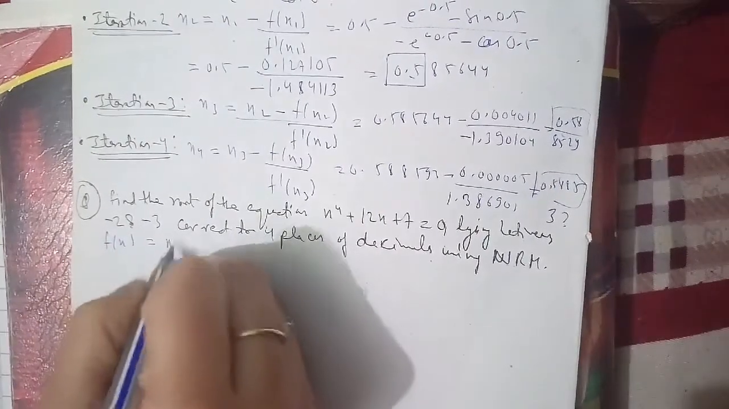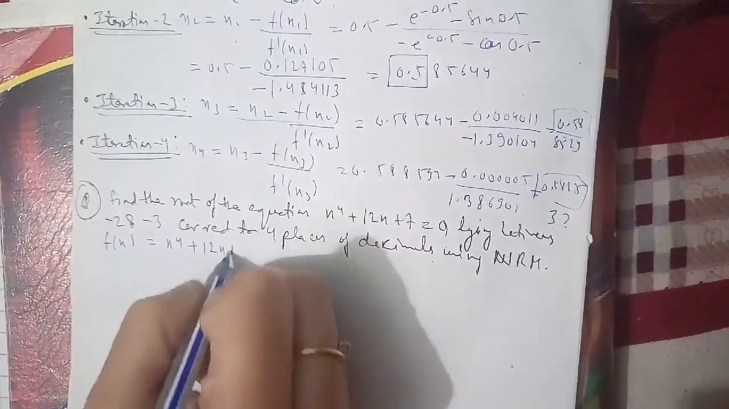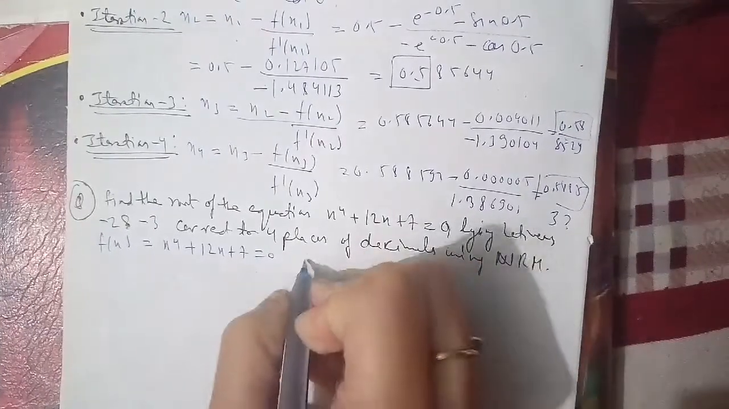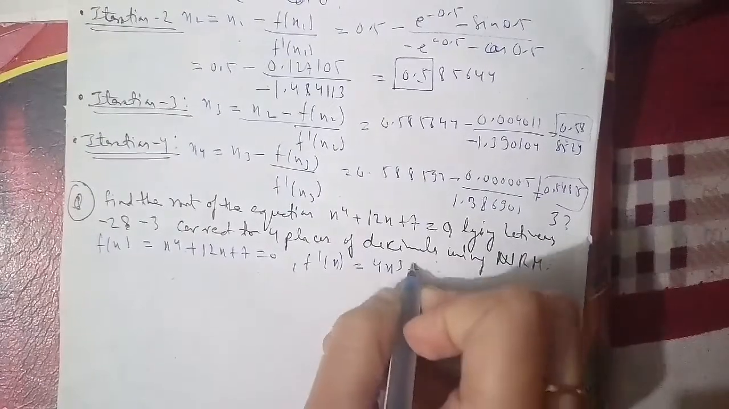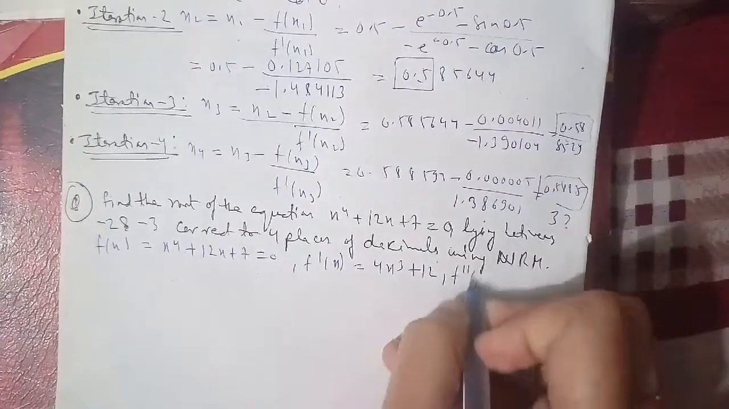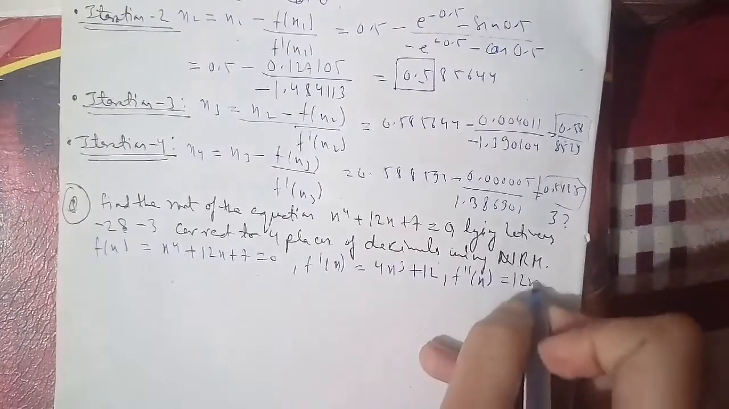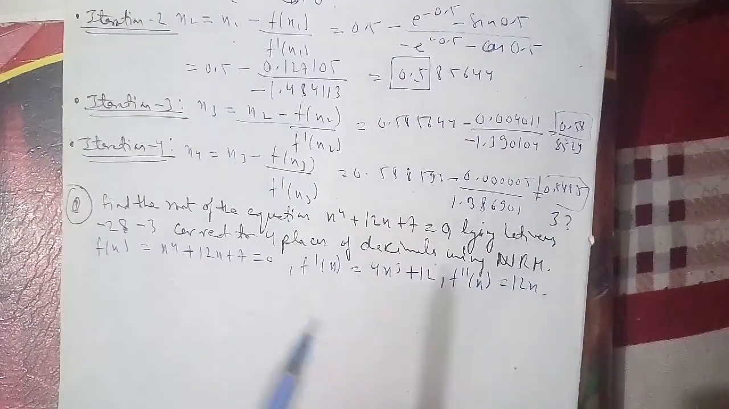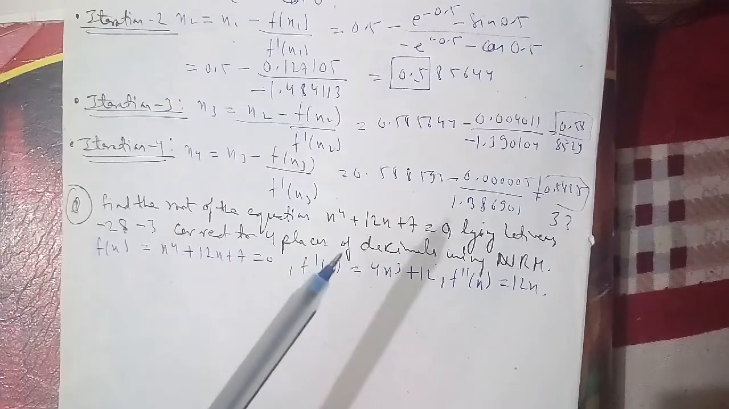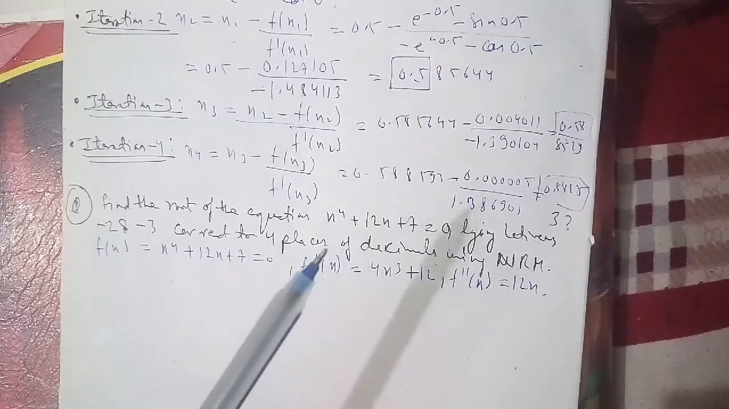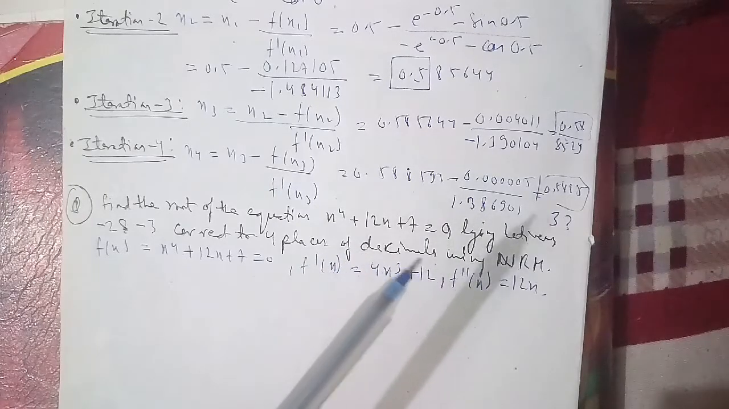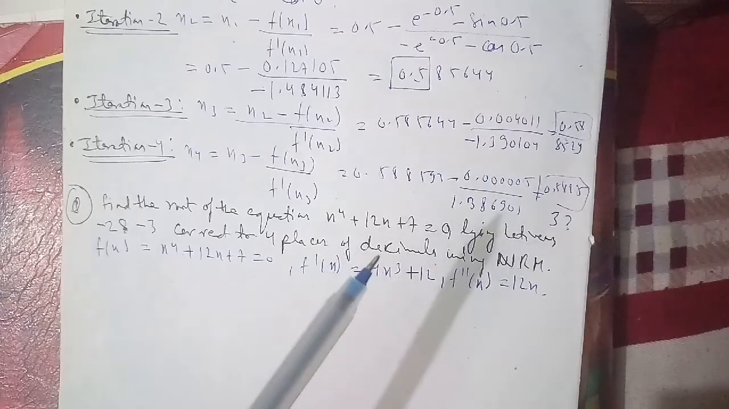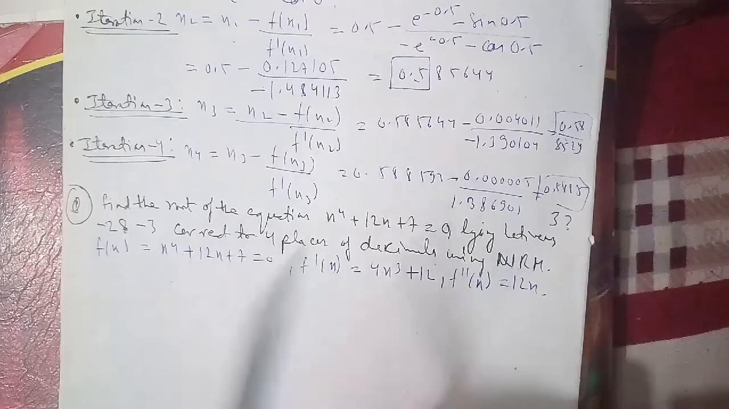Here f(x) = x^4 + 12x + 7 = 0. f'(x) = 4x^3 + 12, and f''(x) = 12x^2. Note that the Newton-Raphson method requires only one initial value, x0. For the root in the interval -3 to -2, we have to select -2 or -3 for better convergence.